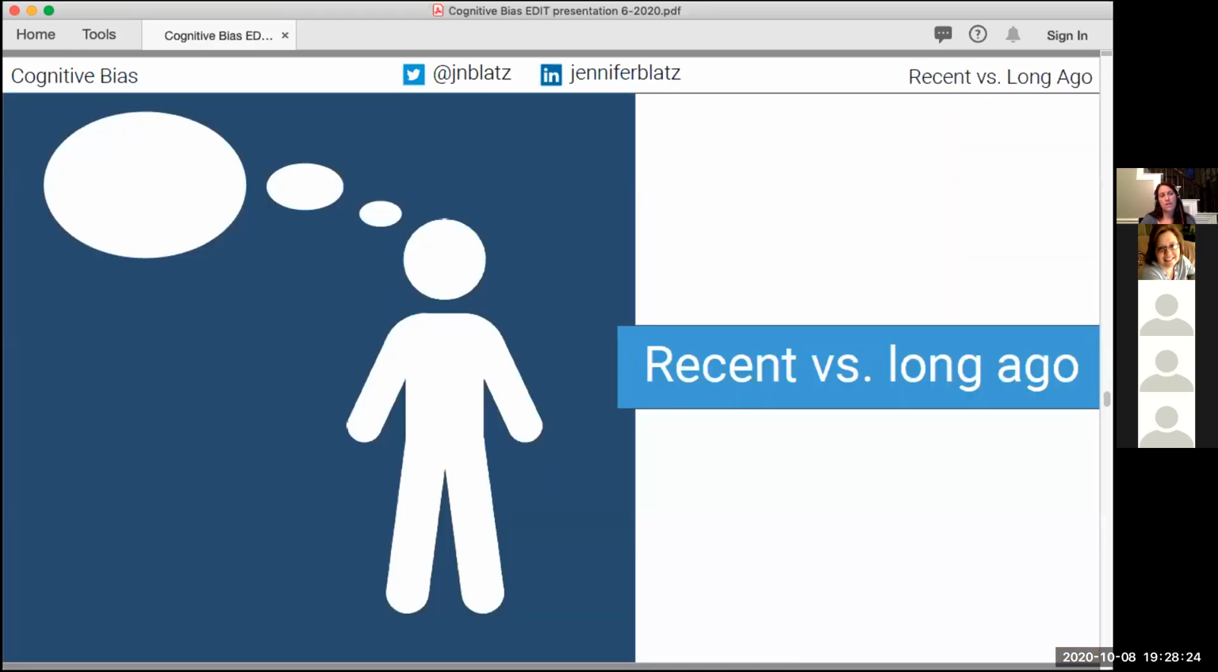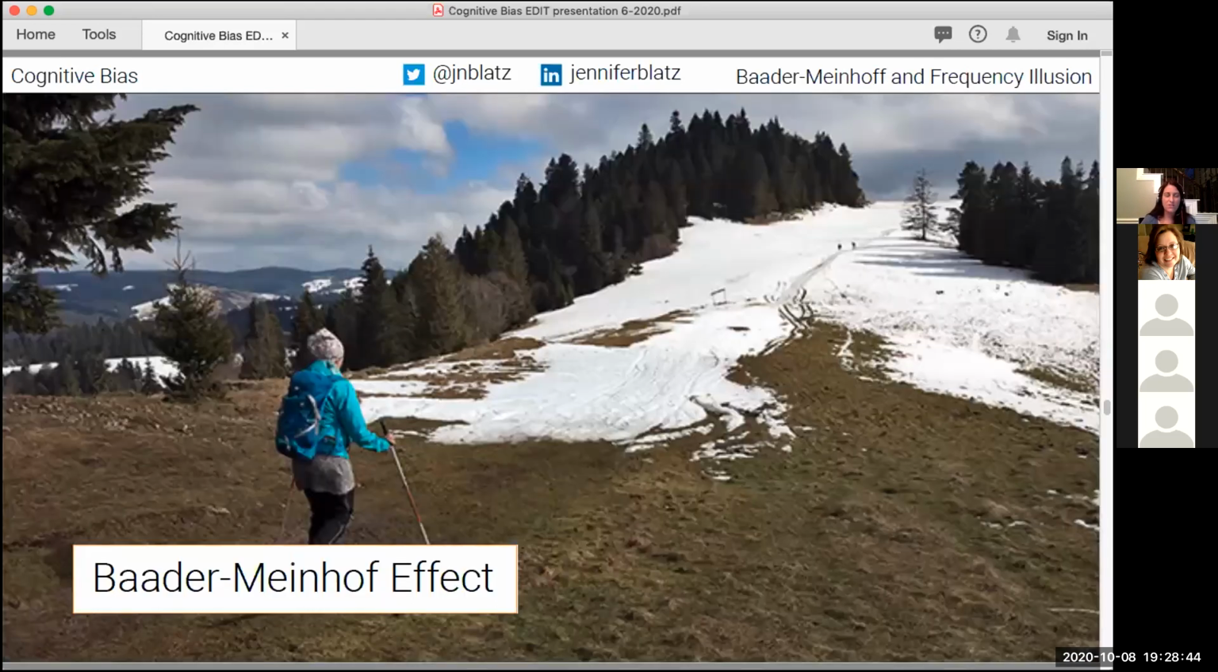So now let's move on and talk about how our perceptions have been influenced by things that we have seen very recently, as opposed to those things from a long time ago. The first one I'd like to talk about is the Baader-Meinhof effect. That's a big word, so I'm going to say it twice. The Baader-Meinhof effect. And this is also known as the frequency illusion.